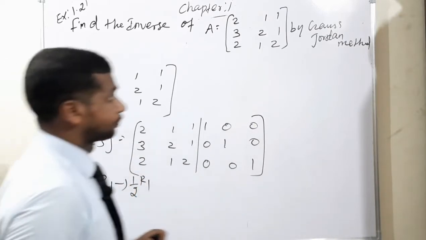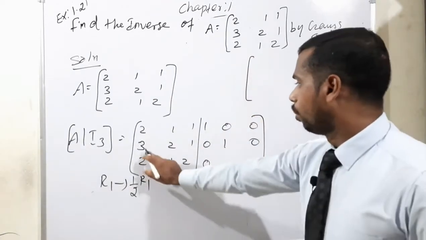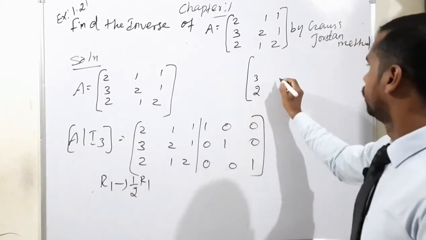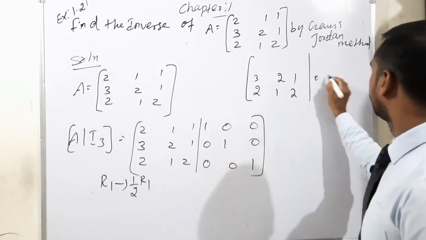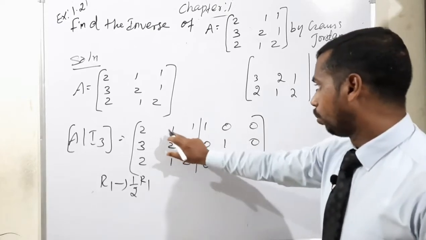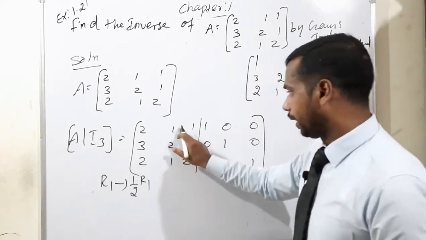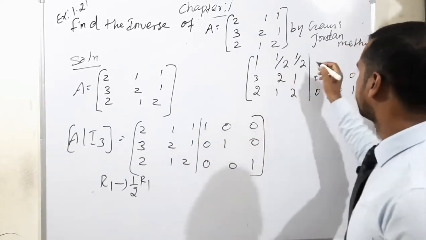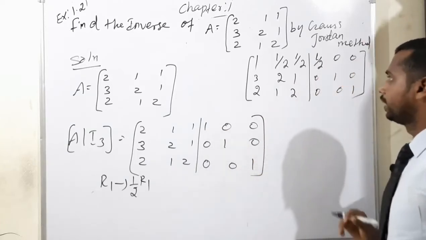So listen. Row 1 only, row 2 and row 3 as it is. What is row 2 actually? 3, 2, 1, next 2, 1, 2, with 0, 1, 0, 0, 0, 1. So listen very carefully, 2, 1, 1 is there. So 2 by 2 means value will be 1. Again here 1 by 2 will come, isn't it? So 1 by 2, here also 1 by 2, and here also 1 by 2, 0, 0. So the first condition is over.